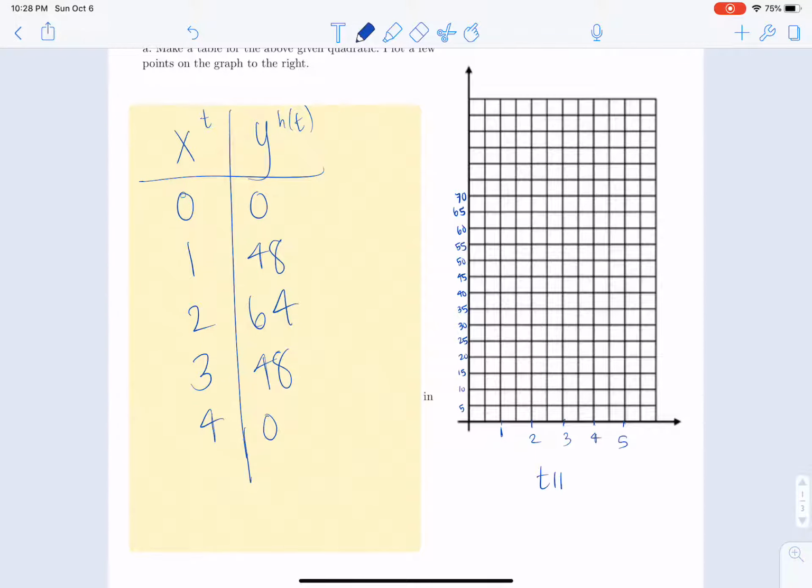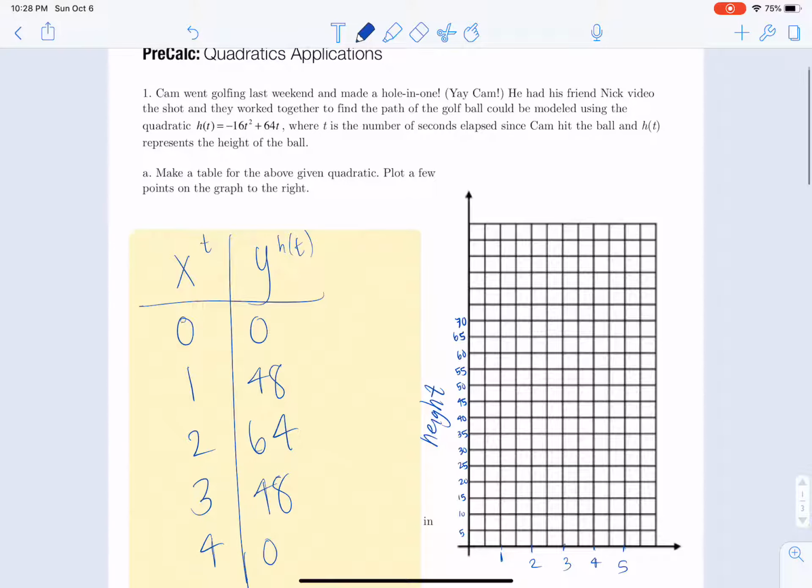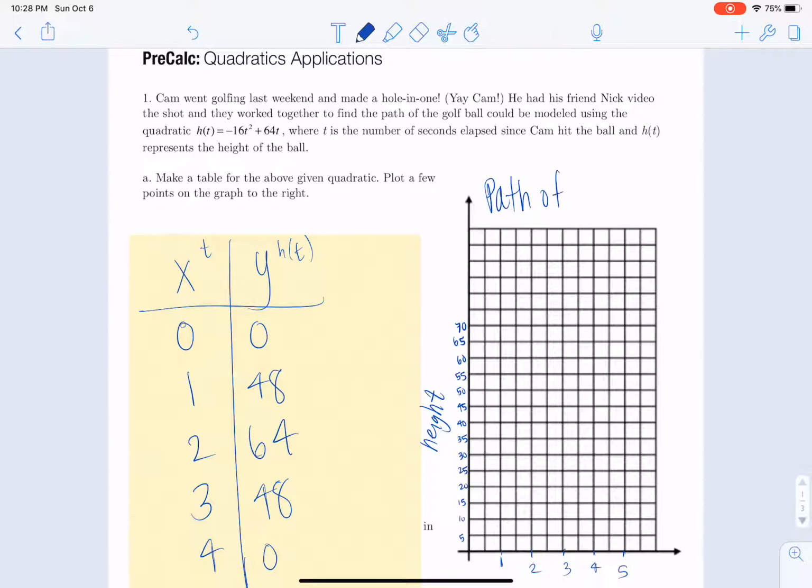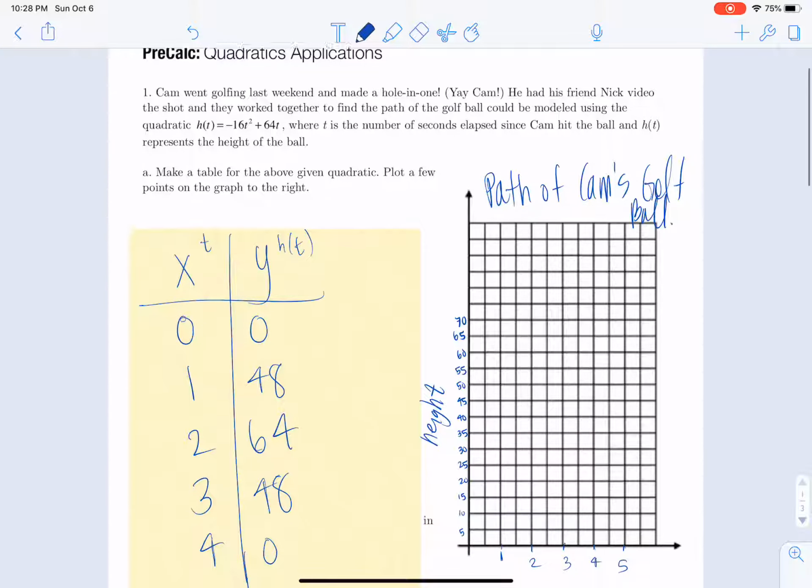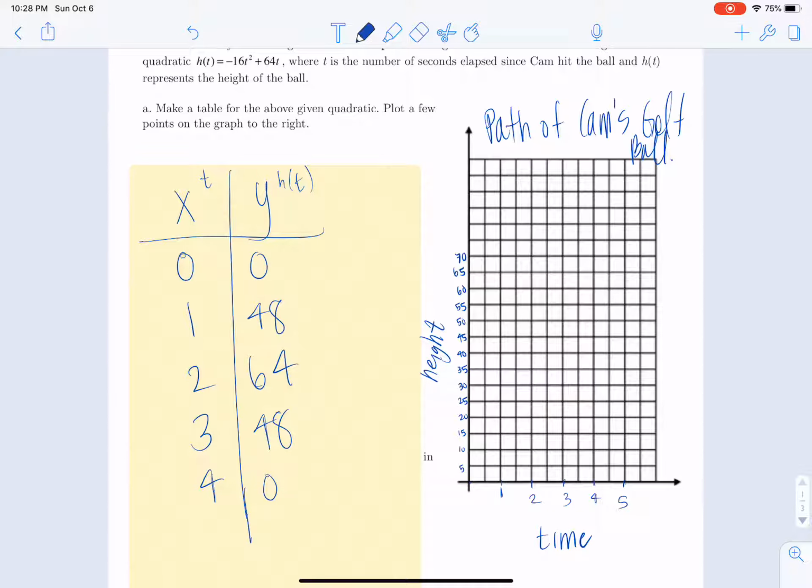Here I have time, and here I have height. And this is the path of Cam's golf ball. So I'm here at 0, 0, and let's do this in a brighter color. Here I'm at 0, 0. Then I'm over at 1 and up at 48, over 2 and up at 64, over 3 and up again at 48, and at 4, I'm at 0.